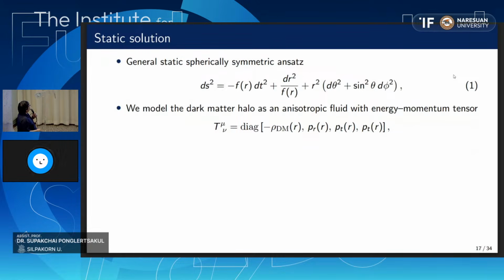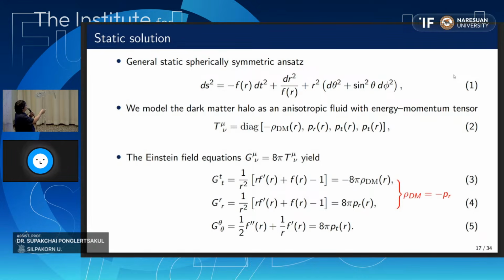So we start with the basic spherically symmetric background, and we model the dark matter as an anisotropic fluid, where the stress-energy tensor T^μ_ν has only the diagonal components: density rho, radial pressure, and tangential pressure. From the Einstein field equation, we obtain these three components, where the time and the radial components imply that rho_DM and P_R must satisfy this red-colored relation.